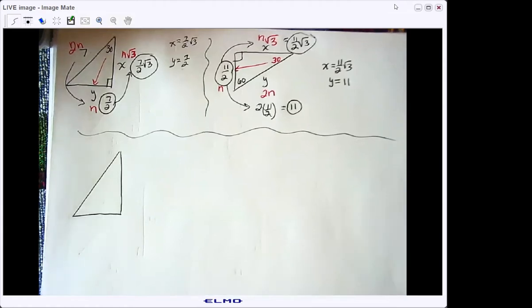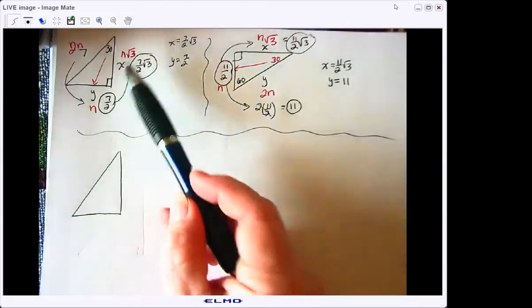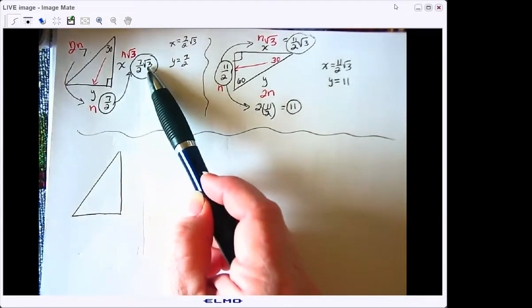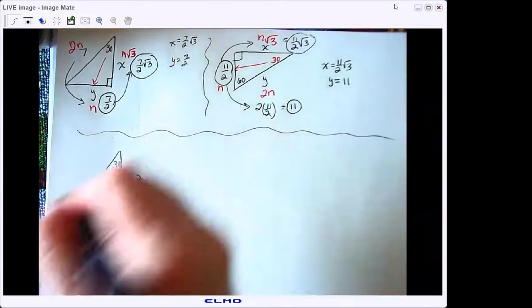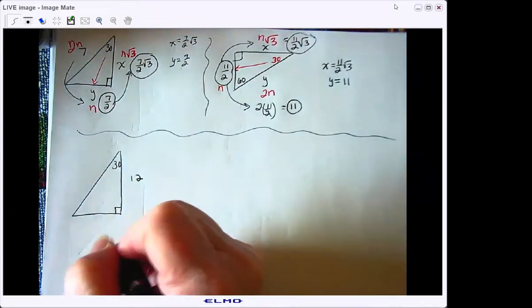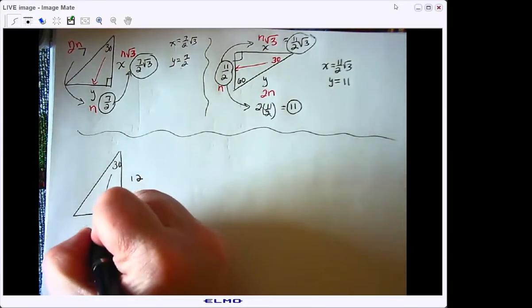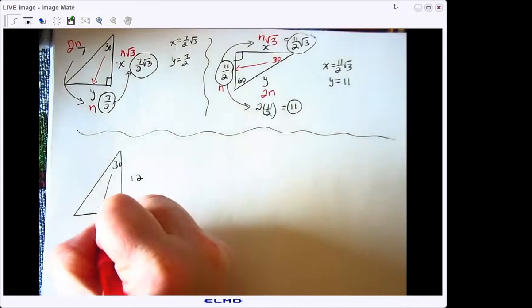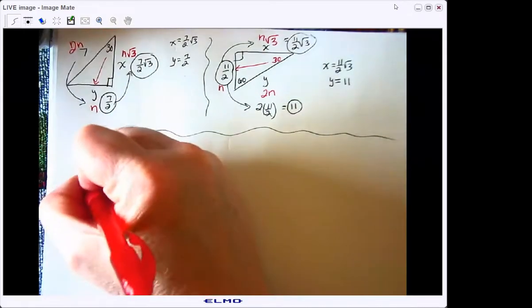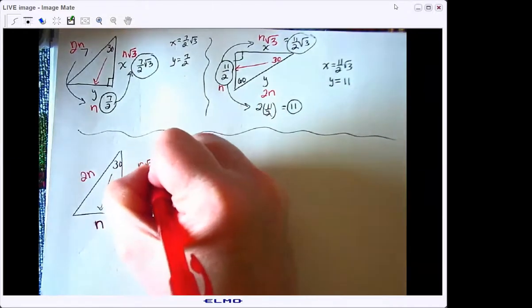Okay, so we've looked at when we're given n and when we're given the hypotenuse, but now we're going to explore, like last week, what do we do when we're given this side that has the root 3 but doesn't have a root 3 in it? So let's look at that. So this would be 12, this would be 30. So opposite the 30 is n. This is 2n. This is n root 3.